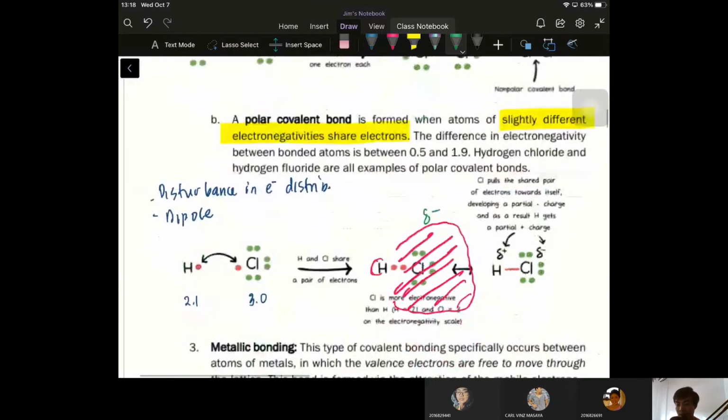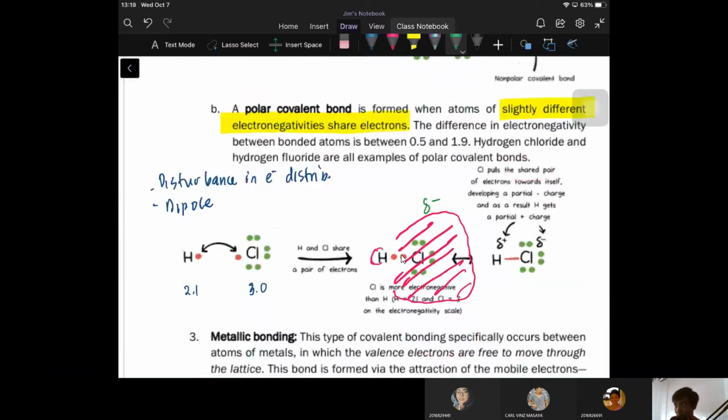Dito may bond, no? Between H and Cl. So, may bond pa rin dyan. So, partial ang charge, no? Pag naputol yung bond na yan, hindi yan partial. Full yung charge niyan, okay? So, since may bond dyan, partial pa rin, andun yung electron, so negative, no?